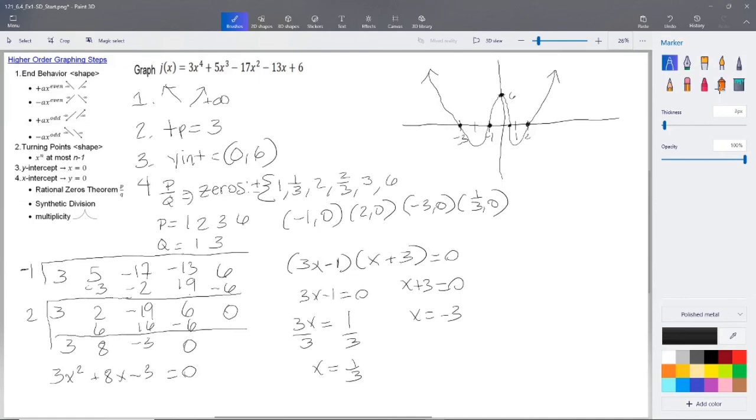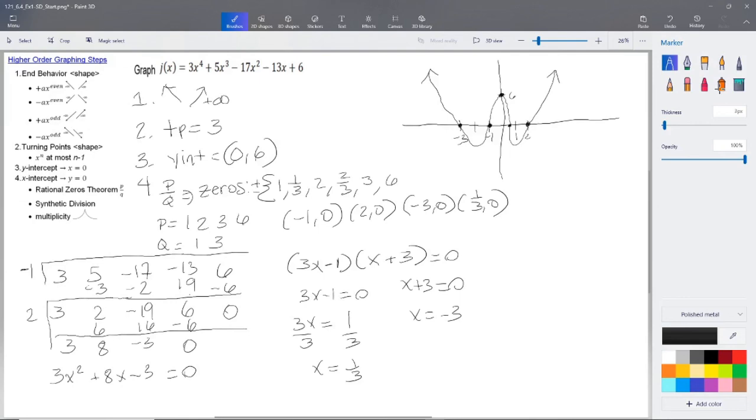Does that satisfy the turning points of 3? Let's see here. It's going down. It turns. There's one turning point. It goes up. It's going up. It turns. That's the second point. Going down. Down, down, down. Turns again. Goes up. That's 3 turning points. This totally satisfies the path of the graph.